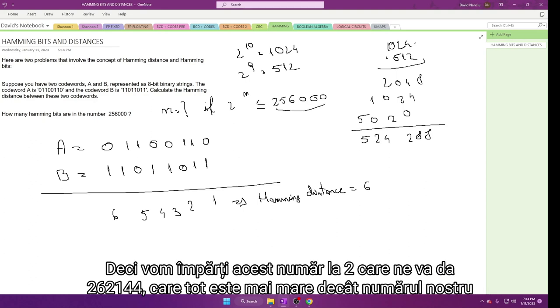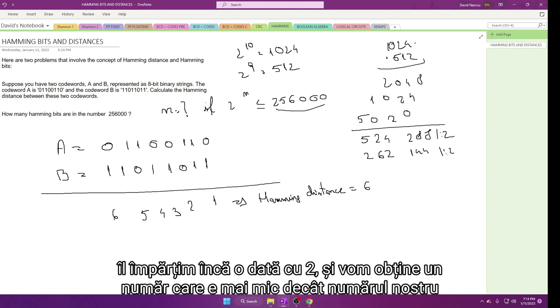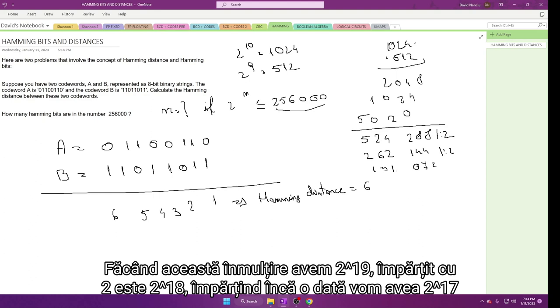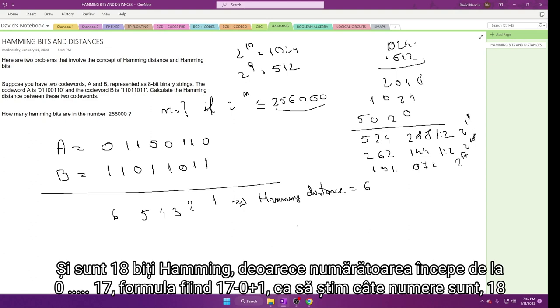So let's try by dividing this by 2, and we'll get 262,144. Again, it's larger than our round number right here. We divide this again by 2, and we'll obtain obviously a number that is smaller than the one that we are looking for. So doing this, we got here 2 to the 19, but we divided by 2, so it's 2 to the 18, but we divided again by 2, and here we got 2 to the 17.